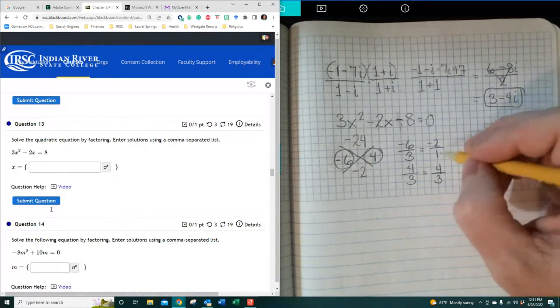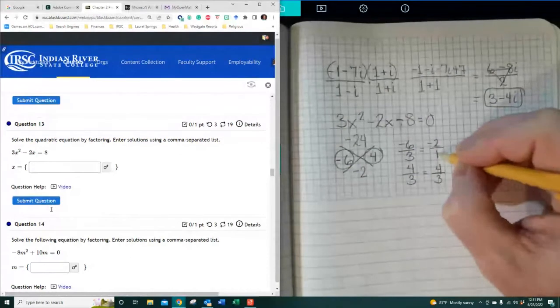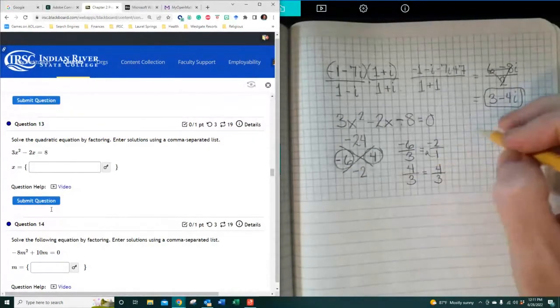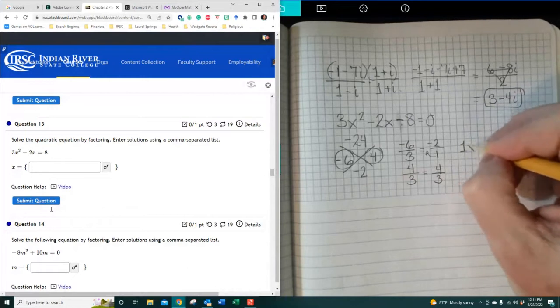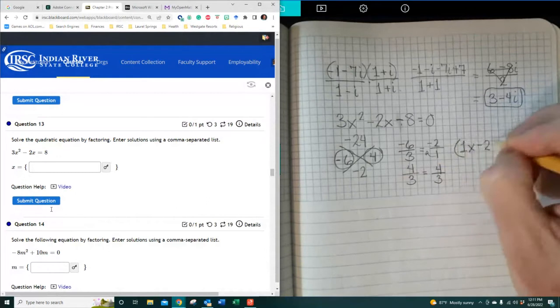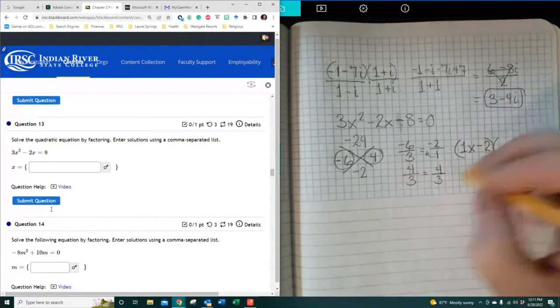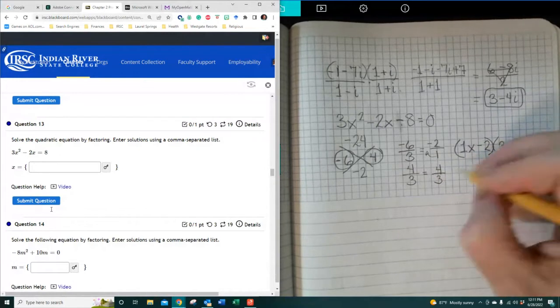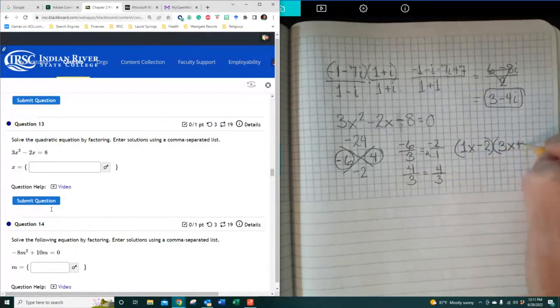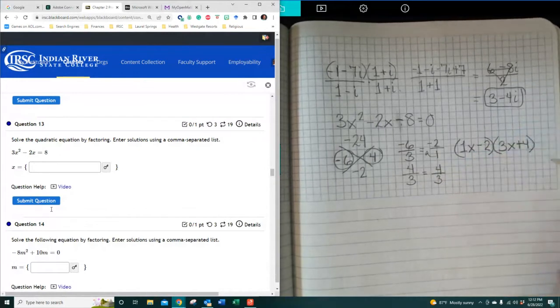Now I'm going to go ahead and do what's called bottoms up. Take the bottom and bring it up as the leading coefficient. So I have 1x minus 2, because it was negative, put that inside parentheses, and then bring up the 3x and put positive 4 because it's a positive 4. And this is the factored form.